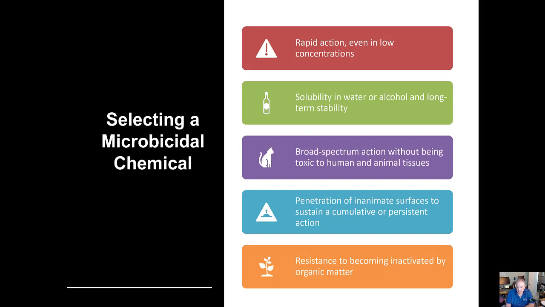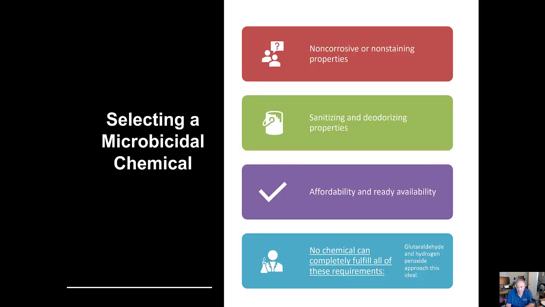Selecting a microbial chemical: rapid action even at low concentrations, solubility in water, broad spectrum action, penetrating inanimate object surfaces, and resistant to becoming inactivated by organic material. Those are the ideal, but it's a give and take, so it may not always work out that way. It shouldn't be corrosive, and non-staining. That wouldn't be good if you put something that turns a bright yellow or something. Sanitizing and deodorizing properties would be nice. Affordable and readily available. And of course, no chemical fits all of these, or just some of these.